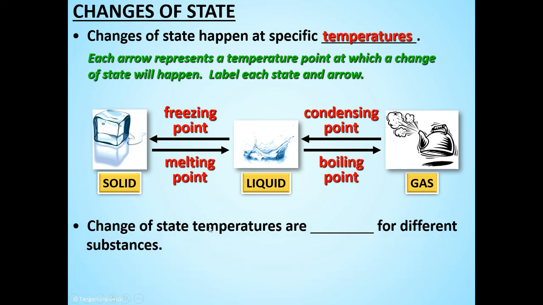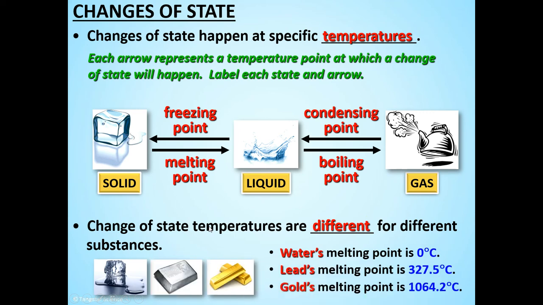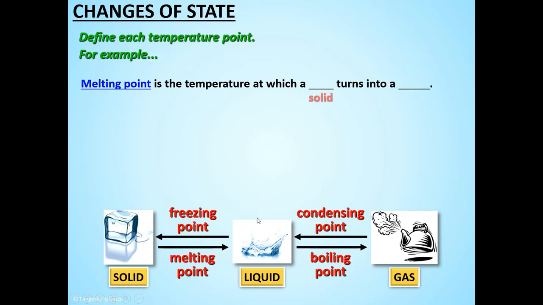Changes of state temperatures are going to be different for different substances. Water's melting point is going to be 0 degrees Celsius. Lead's melting point is different as well as gold's. So, melting point is the temperature at which a solid turns into a gas.